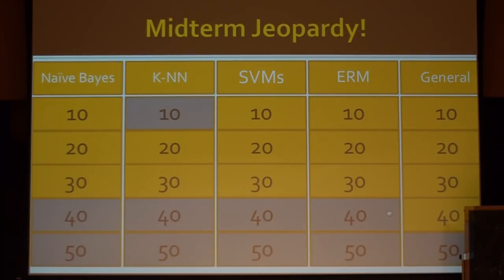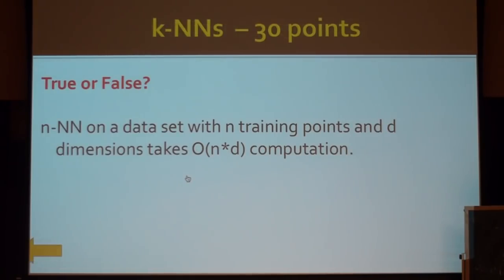Okay, we're kind of out of time. Maybe do one last question. So there's the last one. Okay, you can ask the last one. k-NN for 30, all right.